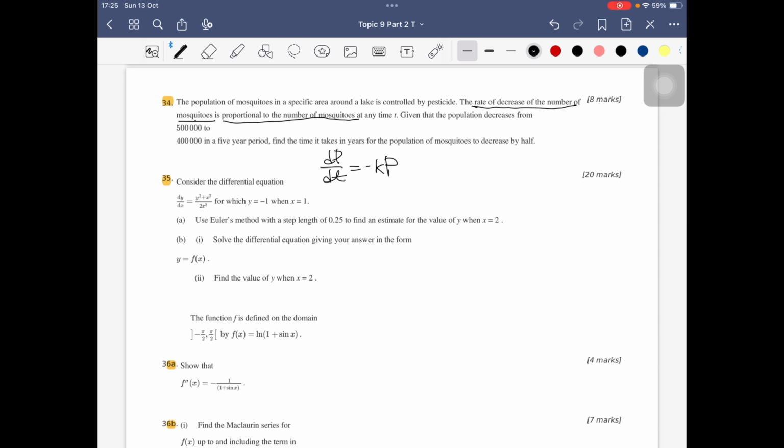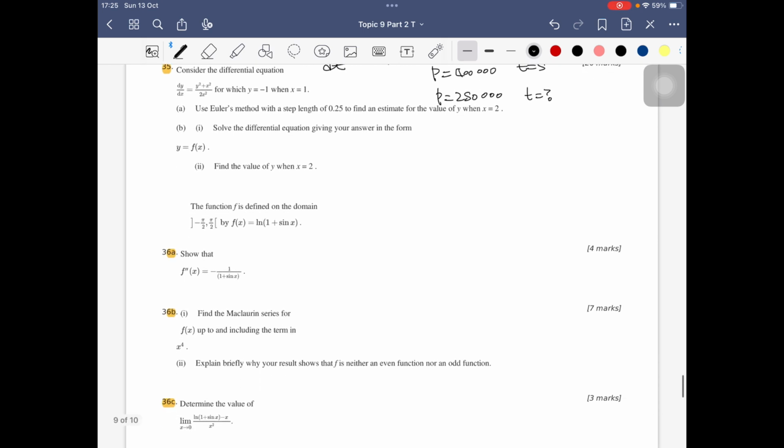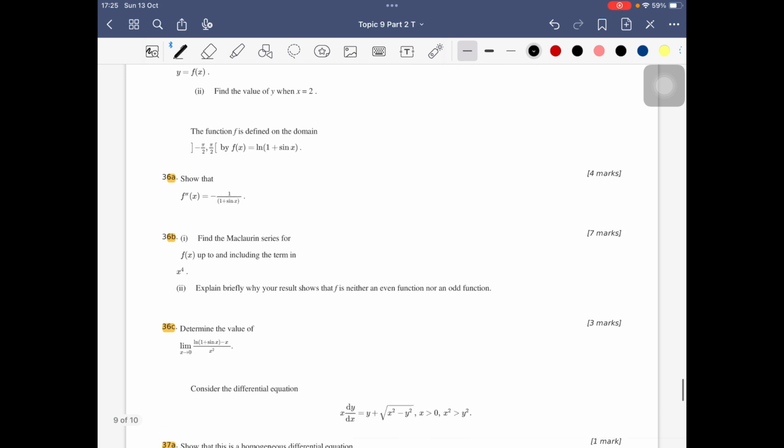Given population decreases from 500,000 to 400,000 after 5 years. Find the time it takes in years to decrease by half, to 250,000, when? You can solve it out. Number 35, this is the homogeneous differential equation. You can go for it.